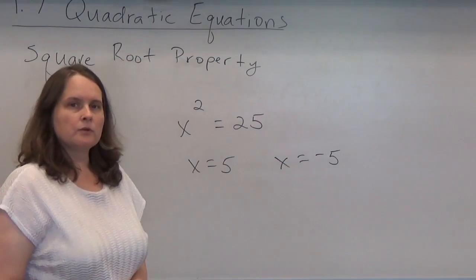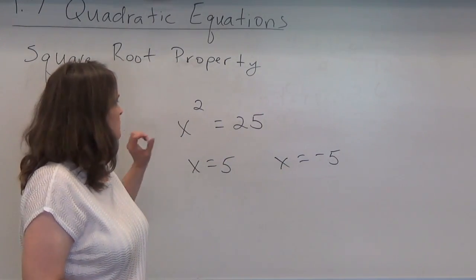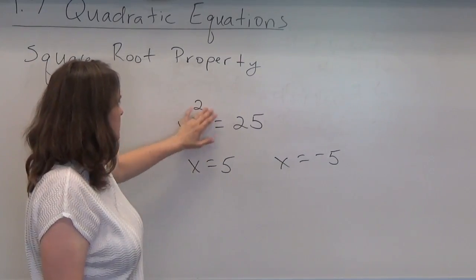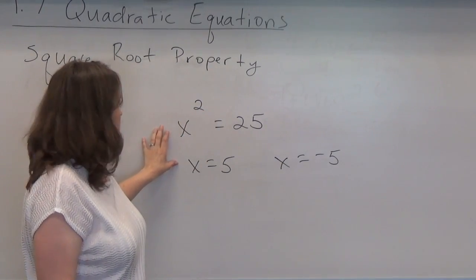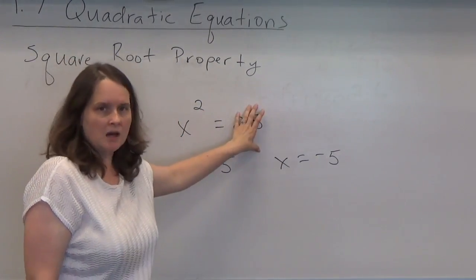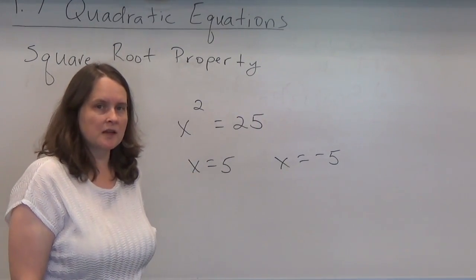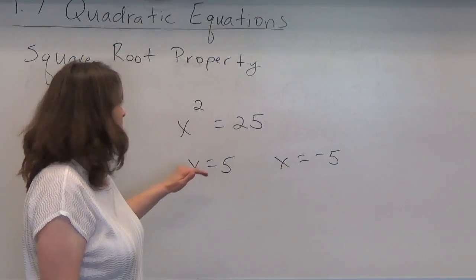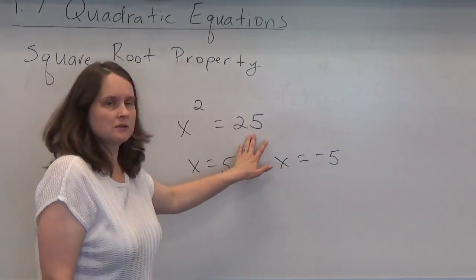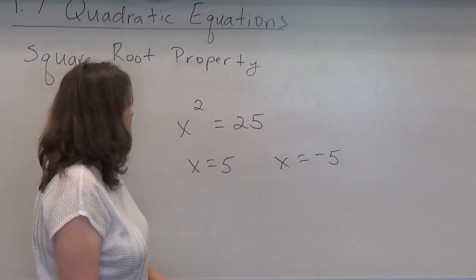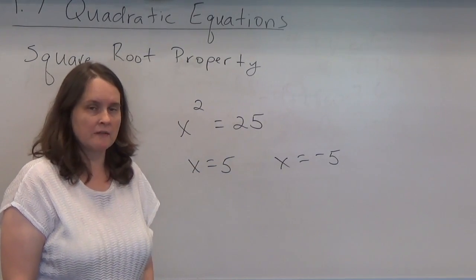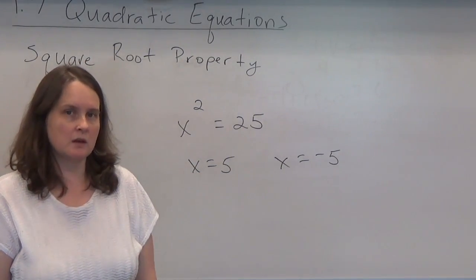Okay? So notice you've got a perfect square here. X squared is a perfect square. You've got a perfect square equal to some constant over here. Anytime that happens, there are going to be two values for x that make this a true statement. Whatever the square root is on this side is going to work, and then the opposite or the negative version of that same number is also going to satisfy the equation.